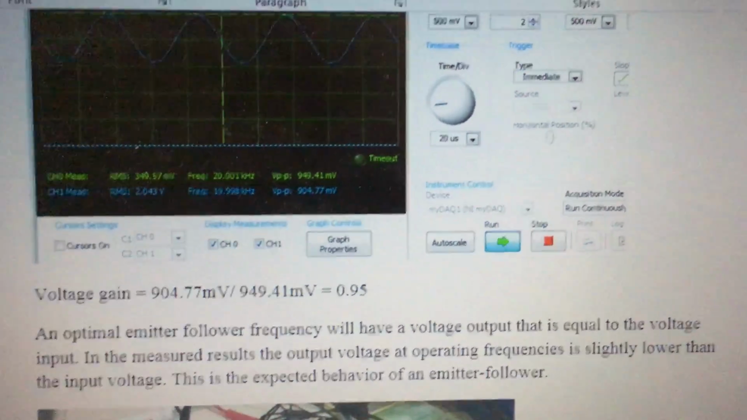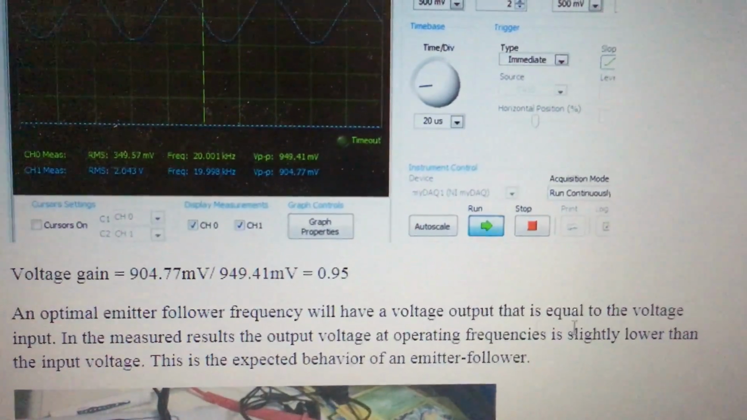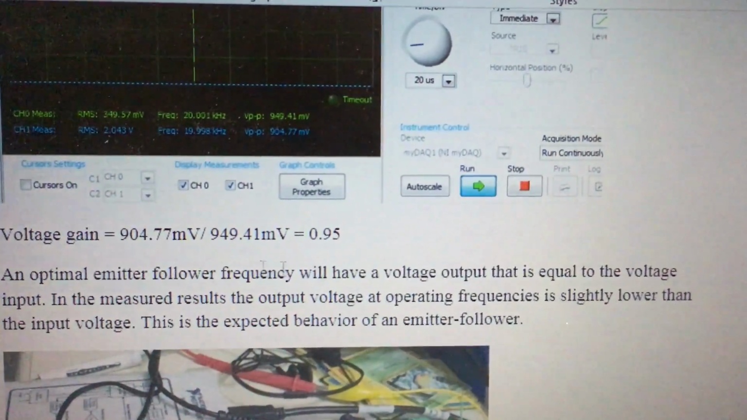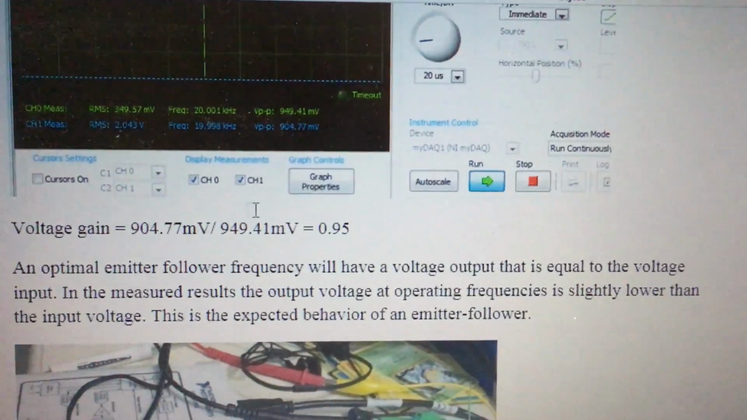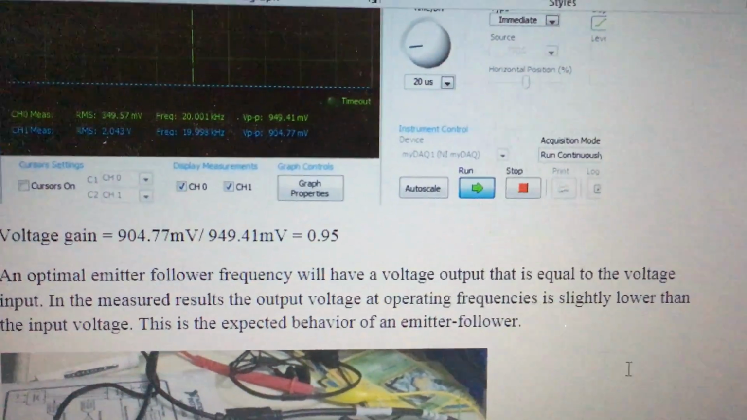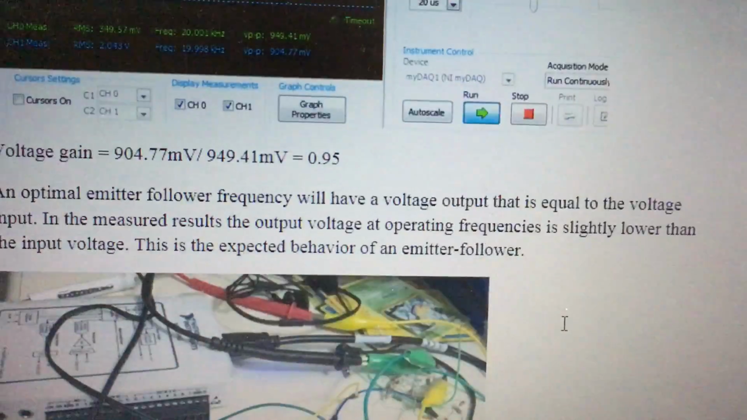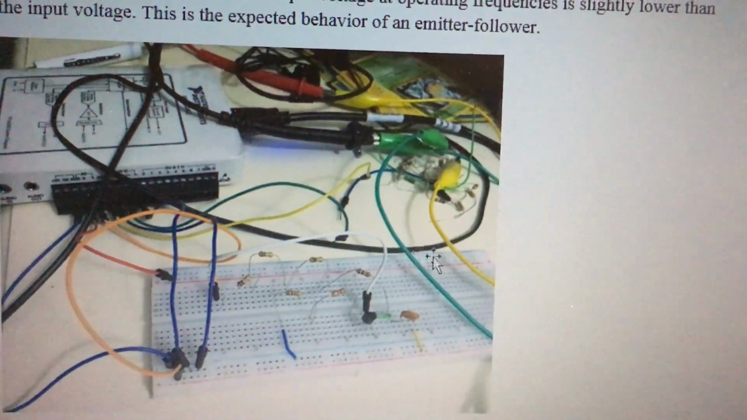So I wrote that an optimal emitter follower will have a voltage output that is equal to the voltage input because of the way the transistor works in the emitter follower. In the measured result, the output voltage at the operating frequency is slightly lower than the input voltage. This is expected behavior for an emitter follower transistor. And here's the circuit.